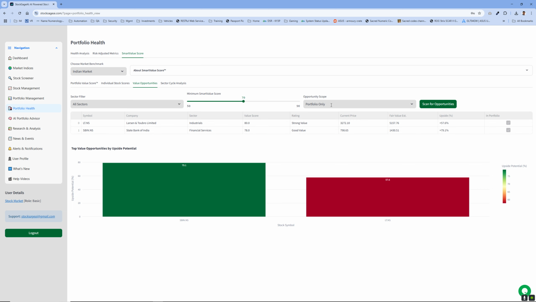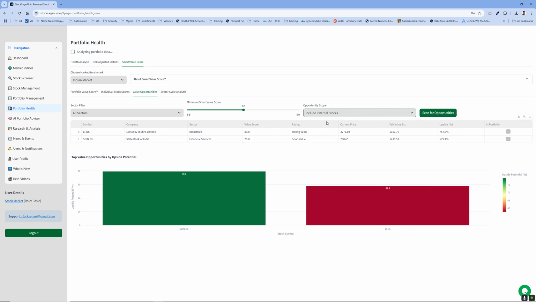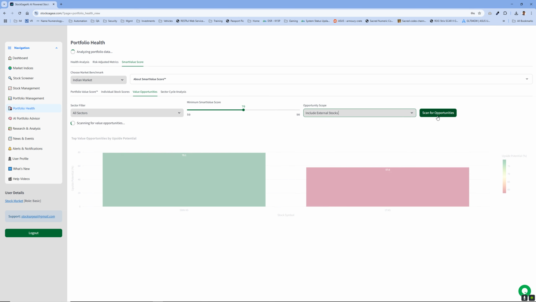If I want to look above and beyond the stocks which are not in my portfolio, I can choose the option of include external stocks. So let me select this, and the system will do a certain scan on that and come back to us with the smart value score of the other stocks we have in our system, and provide us the opportunity that you can go and review these stocks. If you think this looks good as per your view in terms of whether you want to invest in this sector, whether you want to invest in the stock, it makes sense to you, those stocks can be the candidates where we can invest more.